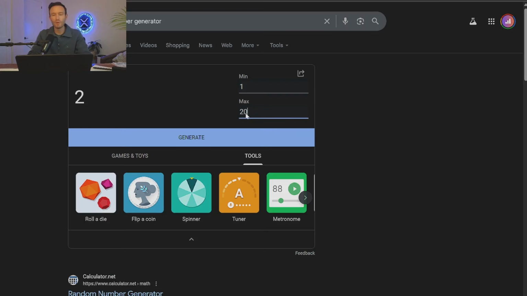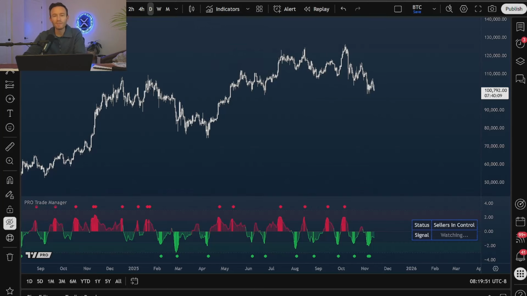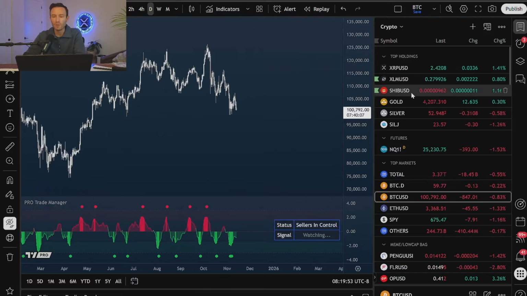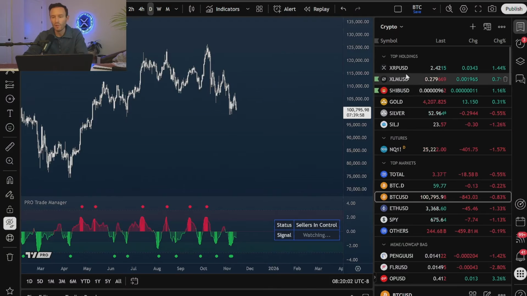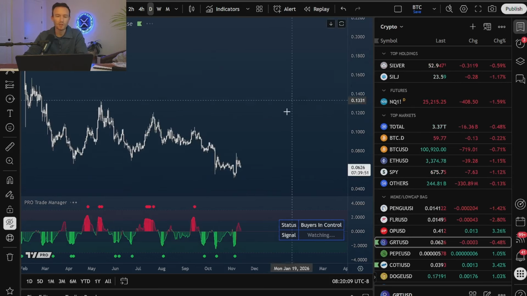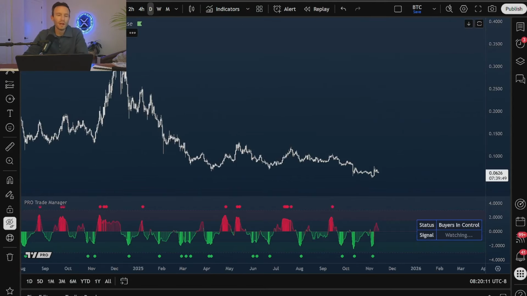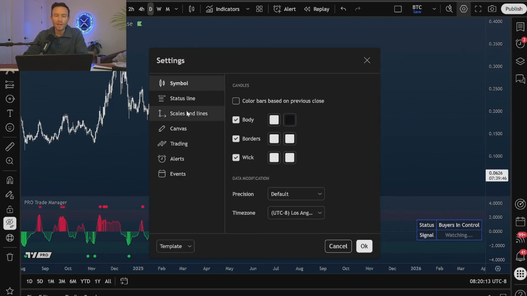Let's use a random Google generator here, so you guys know that I'm not cheating. I'll go three different clicks: 1, 2, 3. Okay, number 11. Let's pick number 11 on our watch list: 1, 2, 3, 4, 5, 6, 7, 8, 9, 10, 11. Ethereum. I'm sorry, we can't do Ethereum. We've already done that too many times. People are going to think I was cheating. 17. Counting down the list to 17. Okay, GRT. Great.